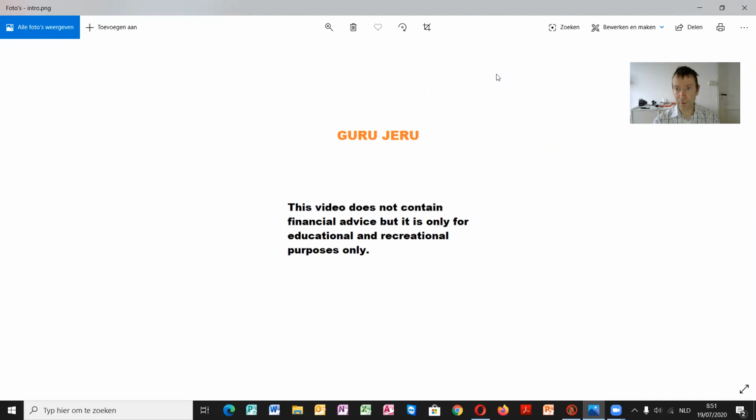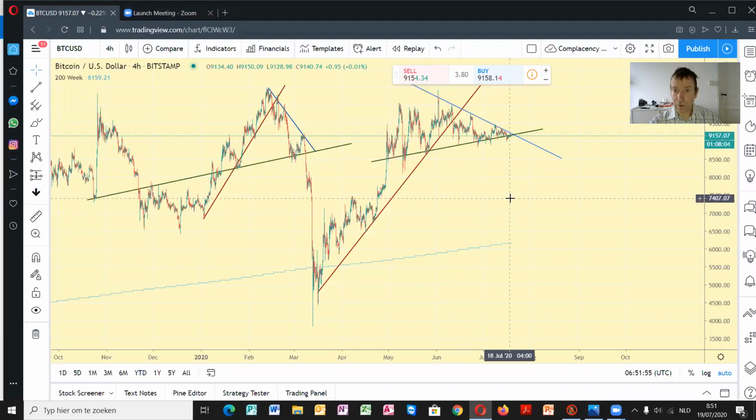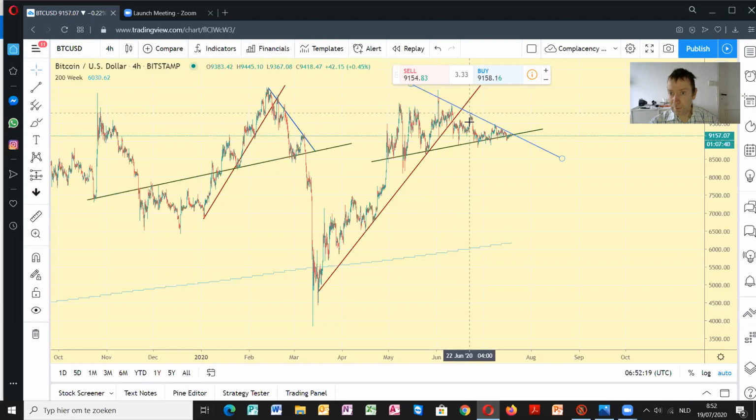Today we are the 19th of July 2020. Yesterday the price of Bitcoin stayed more or less below this green support line. And this green support line is a part of this triangle pattern defined by this red support line, this blue trend line, and this green trend line.